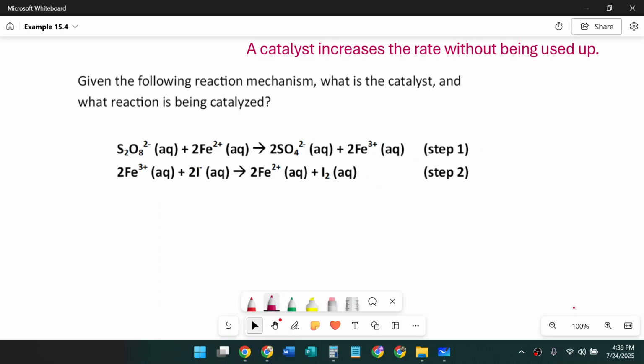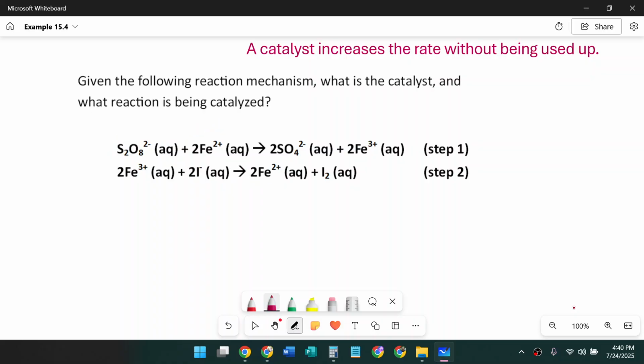So remember, a catalyst increases the rate without being used up. So we're looking for something that doesn't get used up from this step to this step. It might disappear somewhere in the middle, but as long as it comes back, it's fine. Okay? So you can probably tell right away if you just look at those, what do those two pieces have in common? That would be this piece right here.